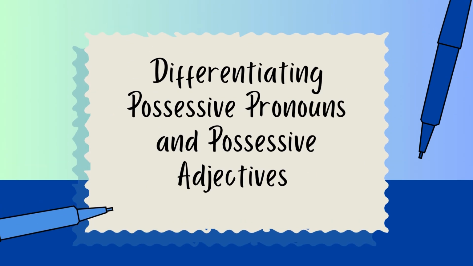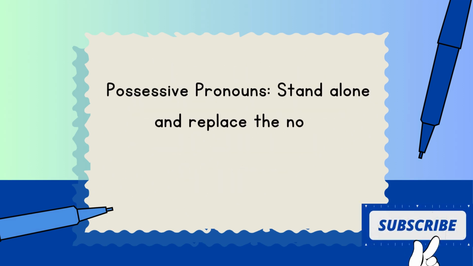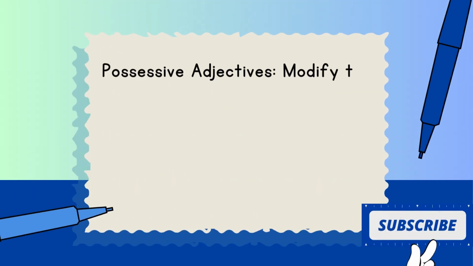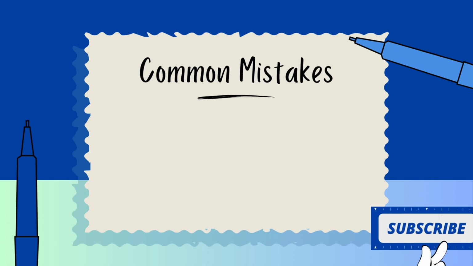Differentiating possessive pronouns and possessive adjectives. Possessive pronouns stand alone and replace the noun. Example: this book is mine. Mine is the possessive pronoun. Possessive adjectives modify the noun and must be followed by a noun. Example: this is my book. My is a possessive adjective.